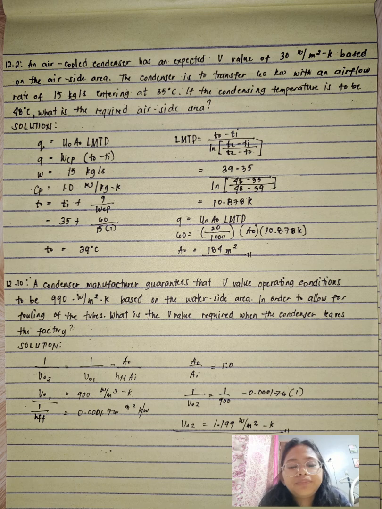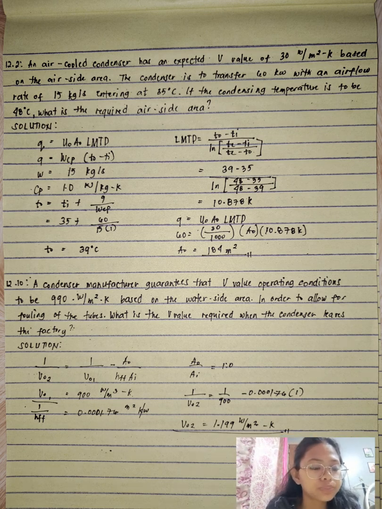So, for our next problem, 12-10, a condenser manufacturer guarantees that U-value operating conditions to be 990 based on the waterside area. In order to allow for fouling of the tubes, what is the U-value required when the condenser leaves the factory? So, solution. So, 1 over U_O2 is equal to 1 over U_O1 minus A_O over A_i h_ff.